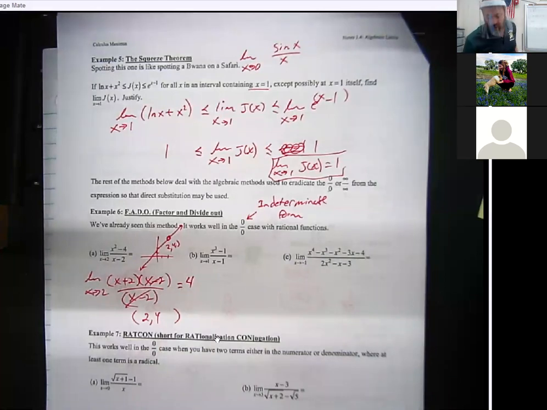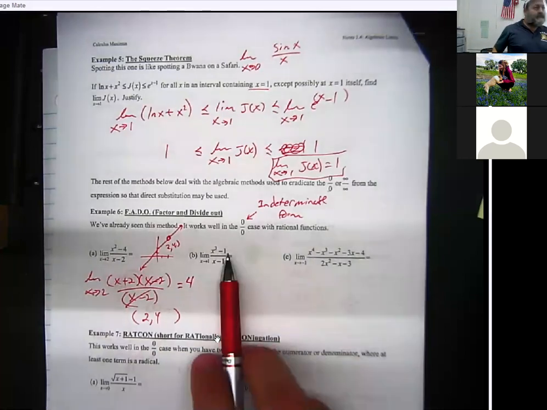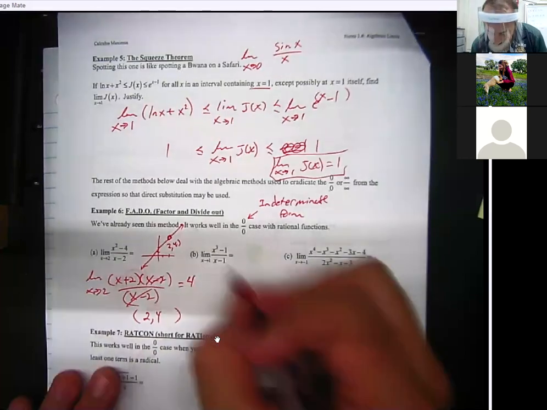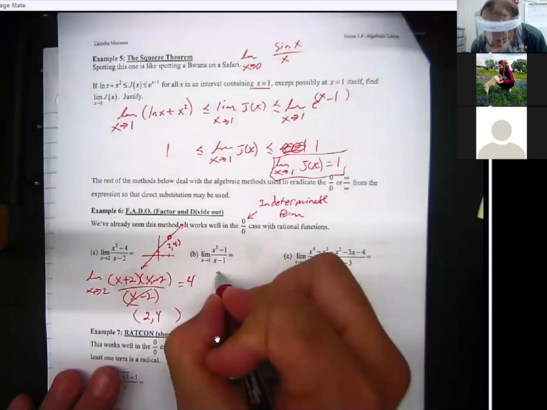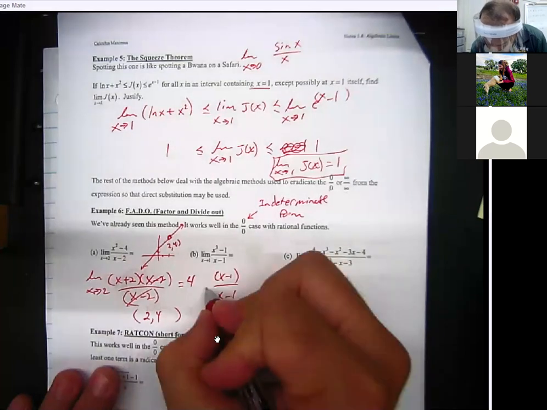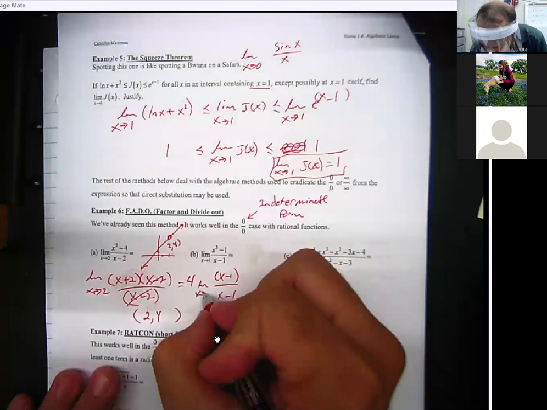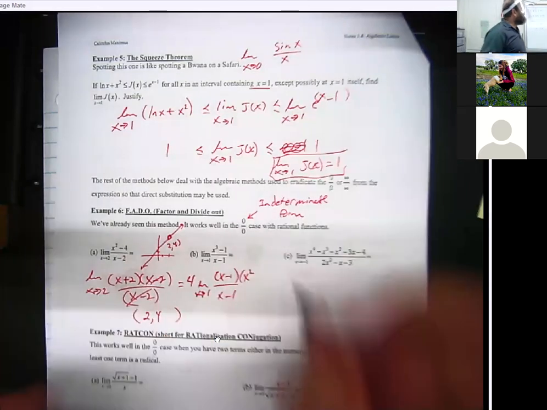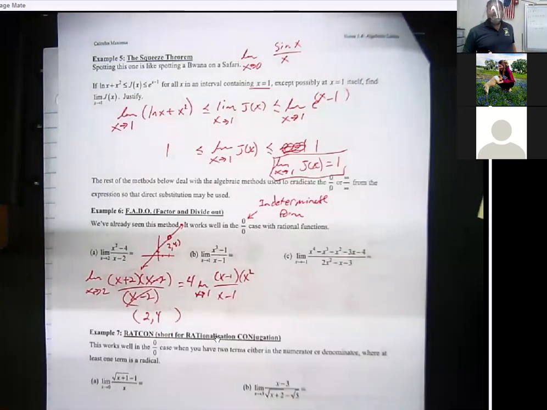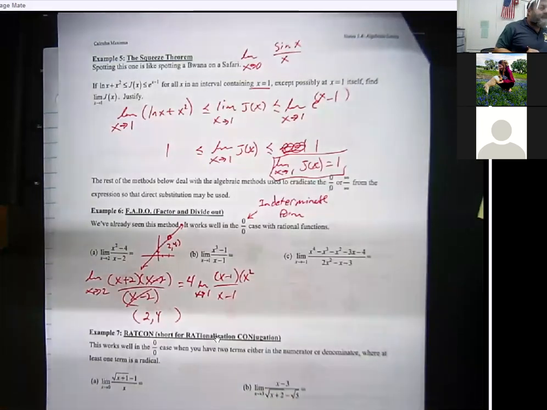If I plug in 1 cubed minus 1, that's 0. Yep, it is. So again, we're going to try to factor it out. I don't know if you guys remember how to factor a difference of cubes. I'll give you the first part. There's an x squared there.